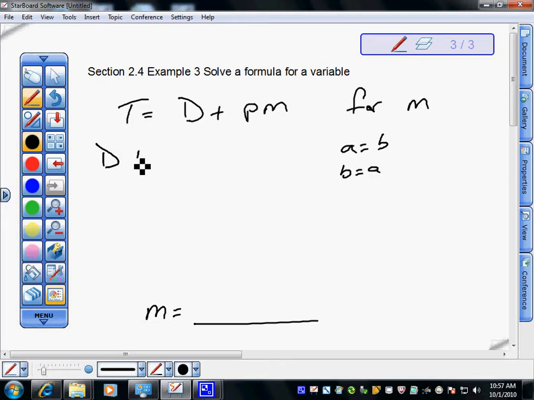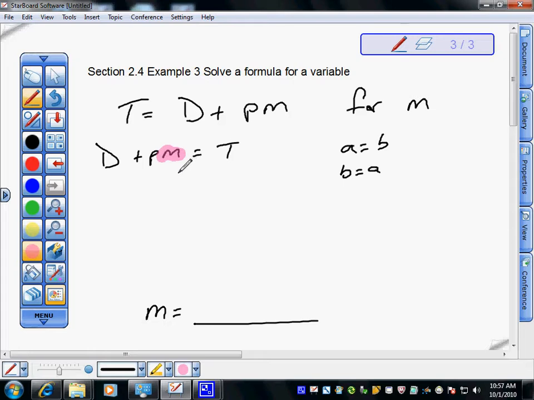So I'm just going to say D plus PM equals T. I like to do that because now my variable's on my left, everything's working out just fine. All I've done is just swap sides. What was over here moved over here. Now our goal again is to isolate this M variable. So I need to leave that alone.